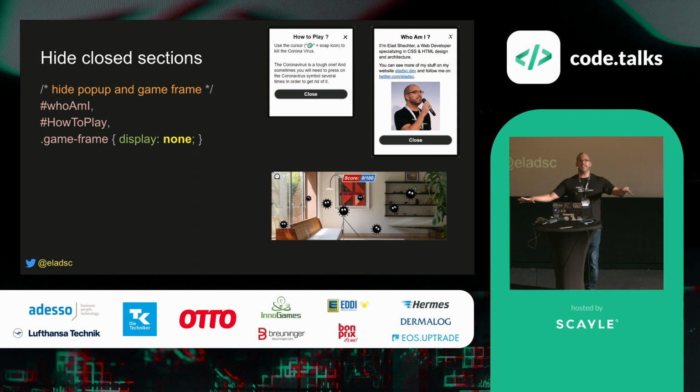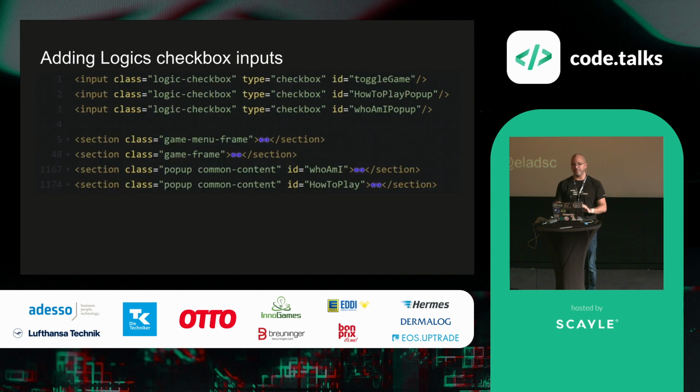But now, I need to create some flags that will tell me if something is open or closed. How can I create flags without using any JavaScript? If you are thinking about HTML input checkboxes, they are like flags. Unchecked, false. Checked, true. And this is exactly what I'm adding at the beginning of the HTML document. I'm adding 3 different checkboxes, and every one of them needs to do a different operation.